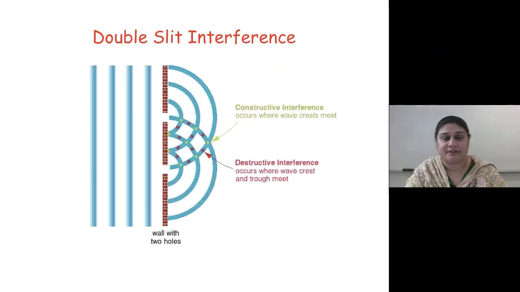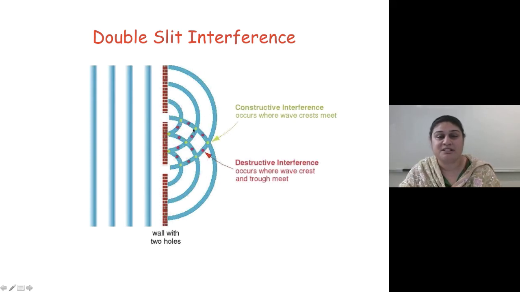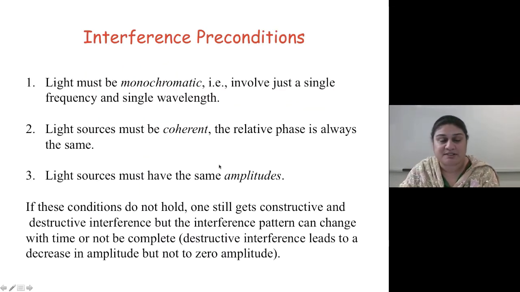Double slit interference. If you have a wall with two holes and you have interference coming through, this is sort of the pattern you would expect. The green spots are going to be constructive interference spots and the red spots are going to be destructive interference spots.